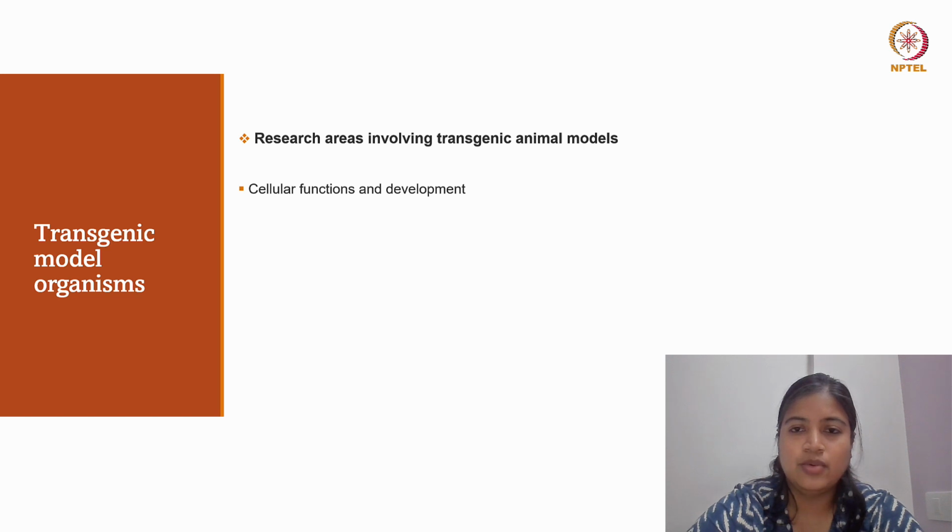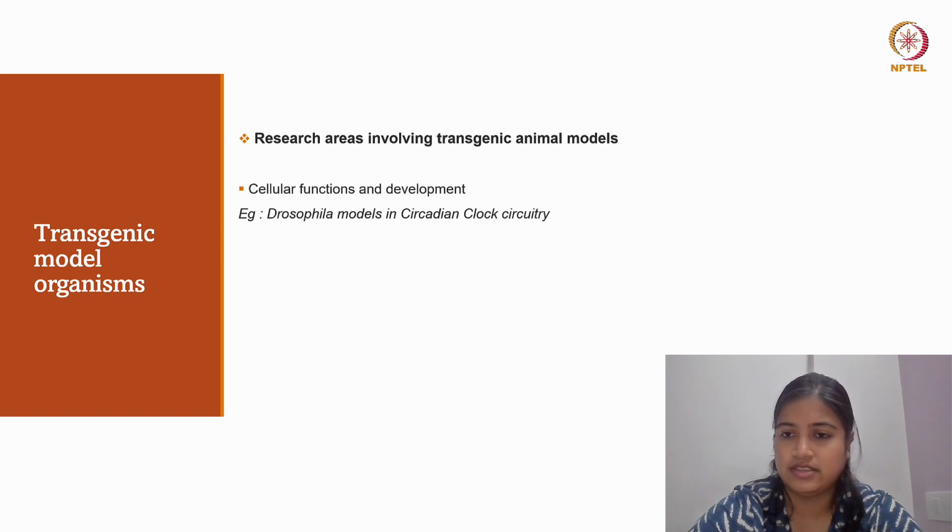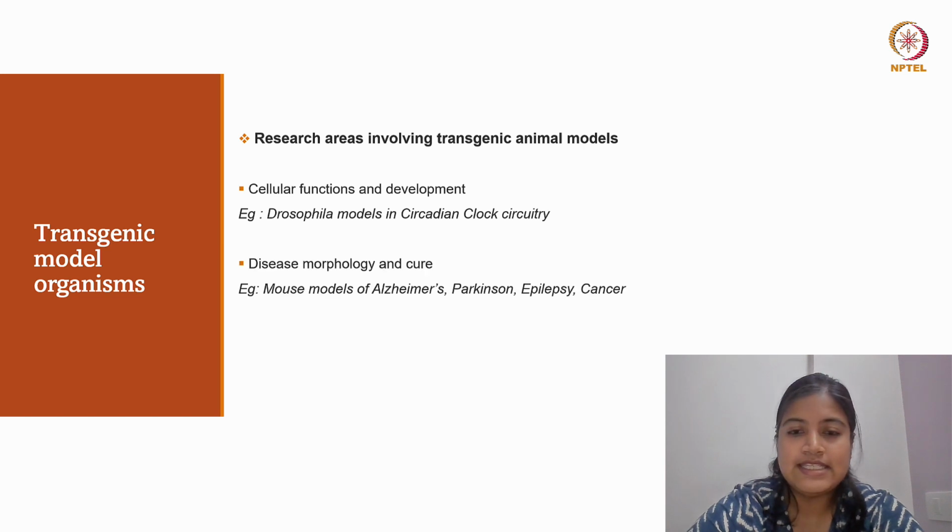Research areas which use transgenic models heavily include cellular functions and development. For example, Drosophila models have been used extensively to figure out the circadian clock circuitry. Disease morphology and cure: for example, there are mouse models of Alzheimer's, Parkinson's, epilepsy, and various forms of cancer. And it can be used for preclinical drug or vaccine testing, and this has several examples.